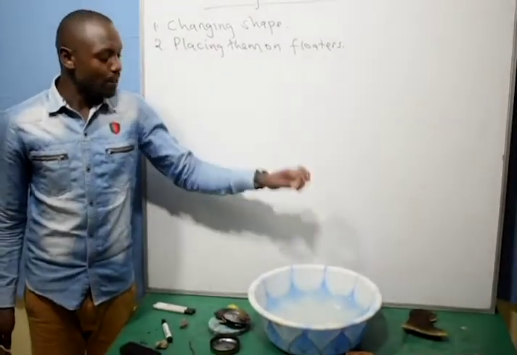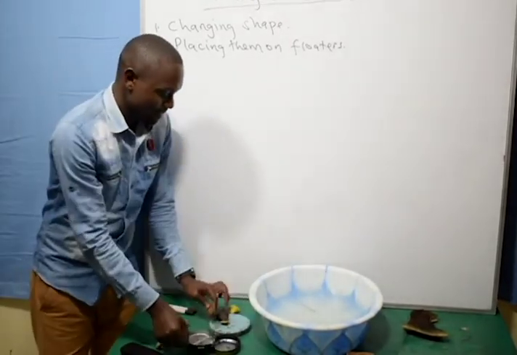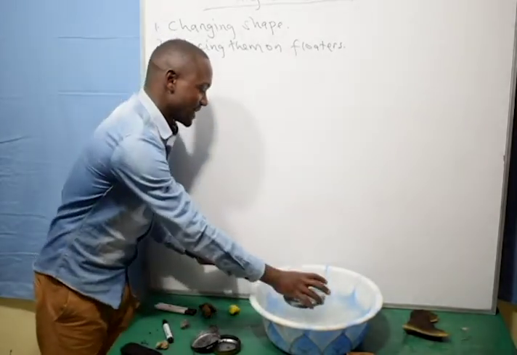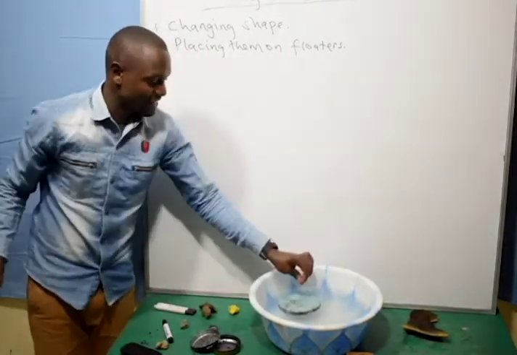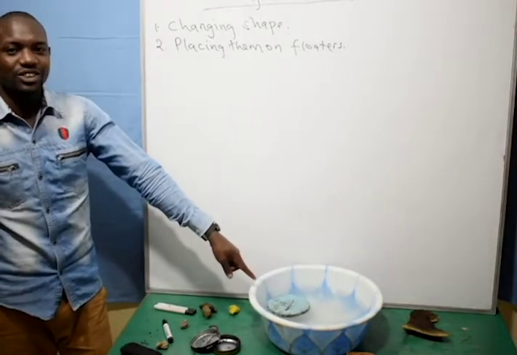Just like that stone, we also have a piece of nail. A piece of nail, when placed in water, is going to sink. But when we place it on this piece of wood, you can see the nail is floating. Why? Because it is on a floater.